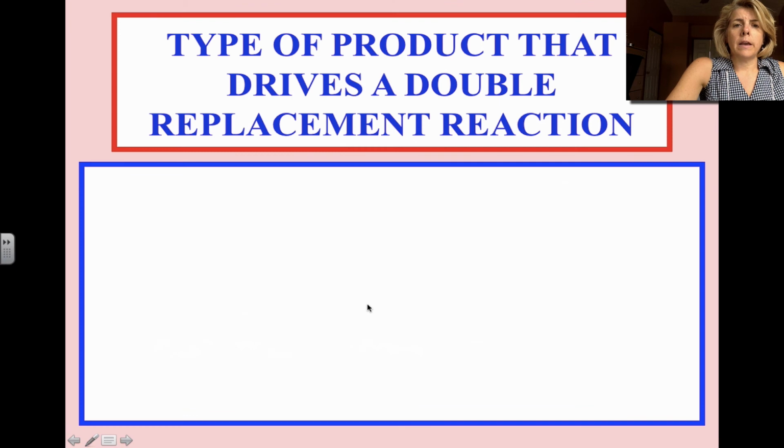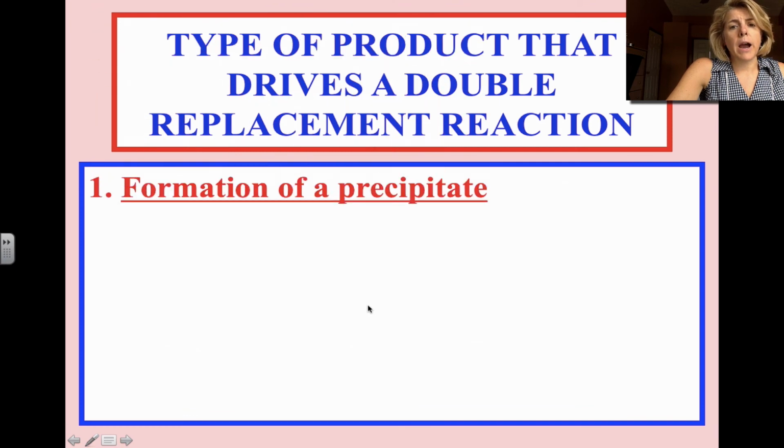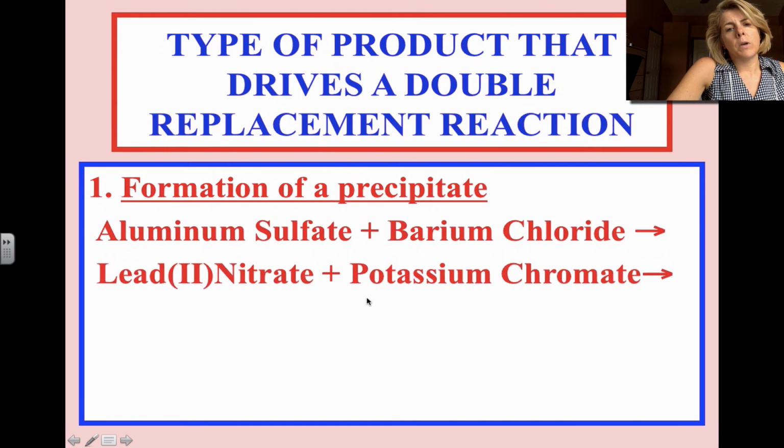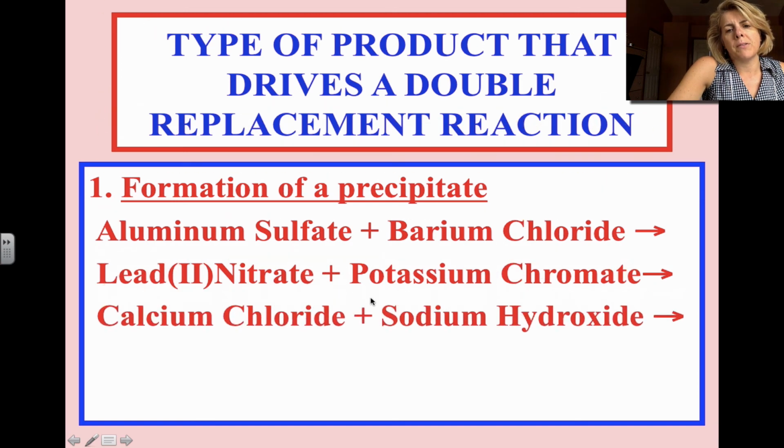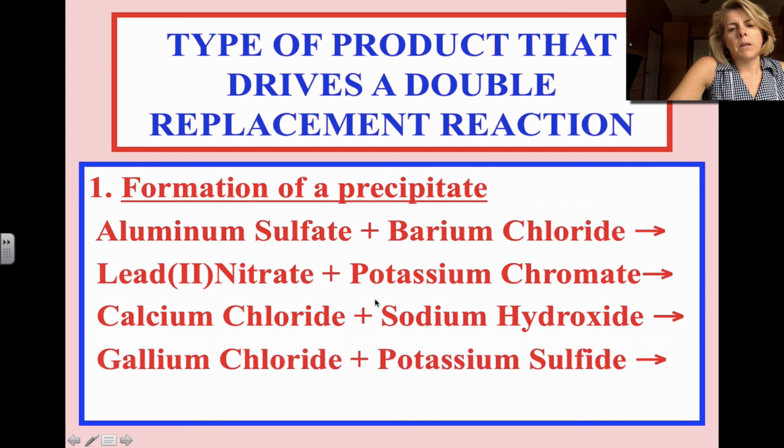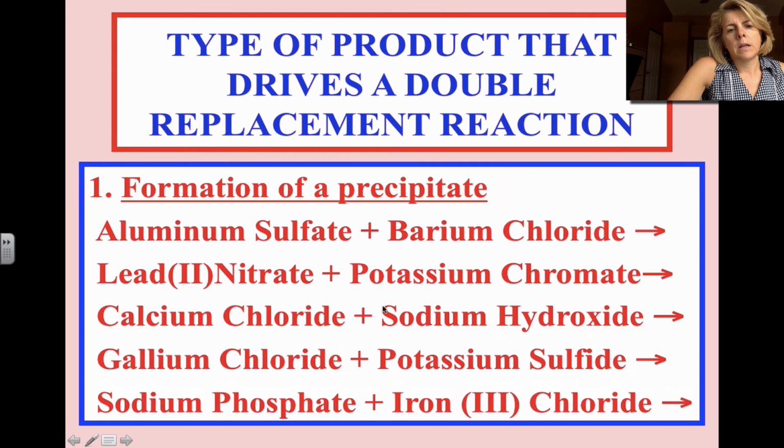Okay, now types of products that drive double replacement. I mentioned precipitate. So here we have a series of chemicals that when they combine, they essentially form a solid. It's usually a good indicator that we're talking about a double replacement reaction. Notice that you're dealing with a lot of ionic compounds, and these ionic compounds, when they combine, they essentially create a solid product.